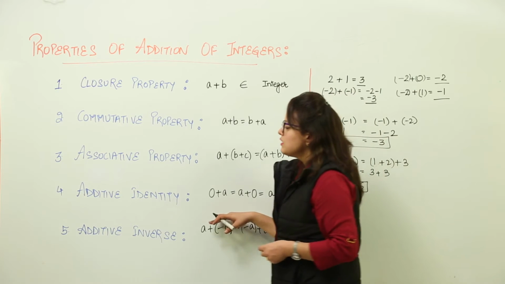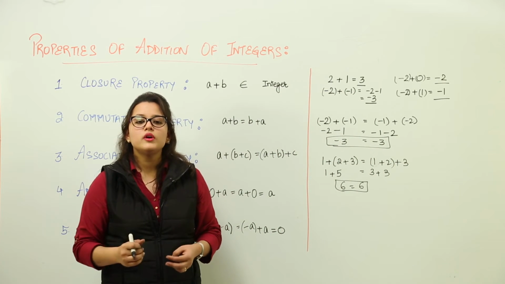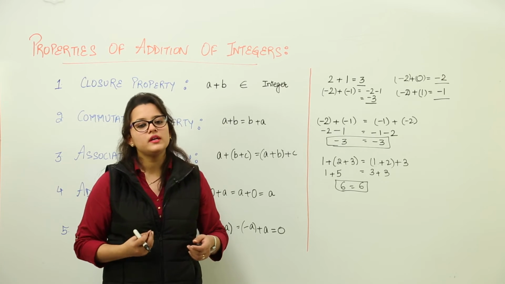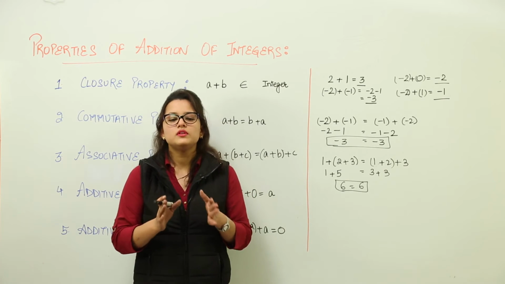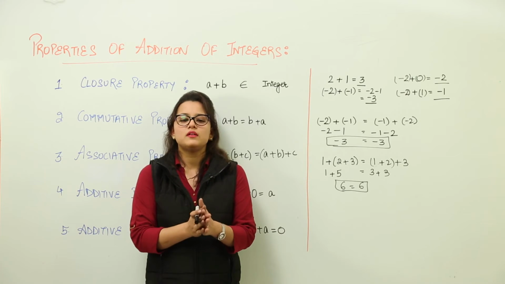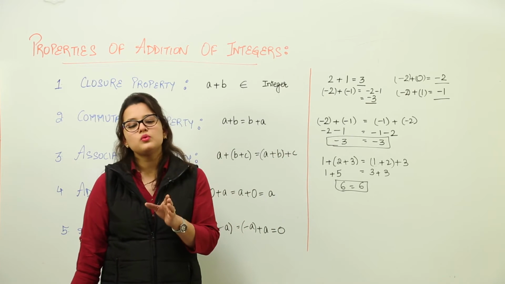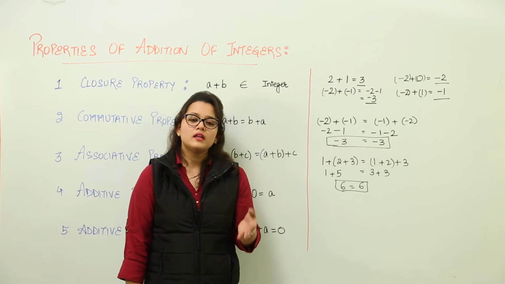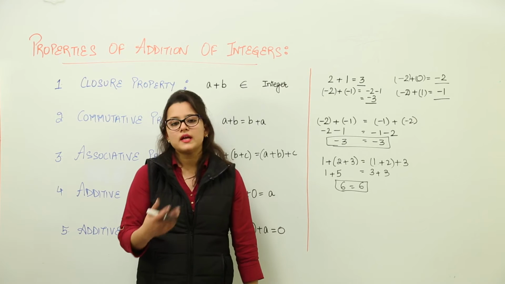Moving on, the next we have additive identity. Additive identity means you are going to add an integer to 0 or 0 to any integer. As we have discussed, 0 is a neutral value and it represents a null value, that is nothing. So when you add nothing to an integer, what would you get? You would get the integer only. And if you add an integer to nothing, you would get that integer.